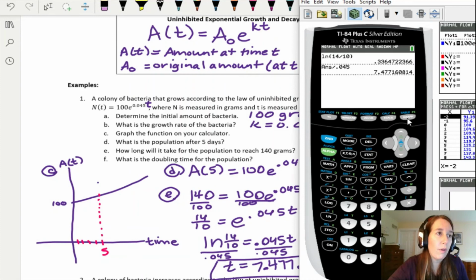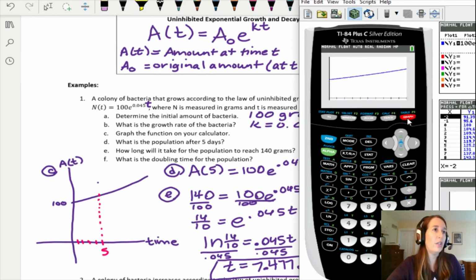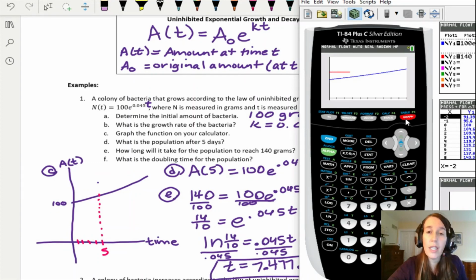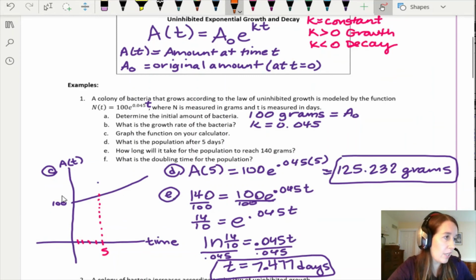But if we were in our graph, we actually could find this as well. So we are looking for 140. We would go back to y equals, and in the second y, we would type in 140. And then hit graph, and what we'll see is a horizontal line. So really, on our own graph, what we're saying is, when is the amount 140? We're making this line, and where this intersects here, that is our answer.